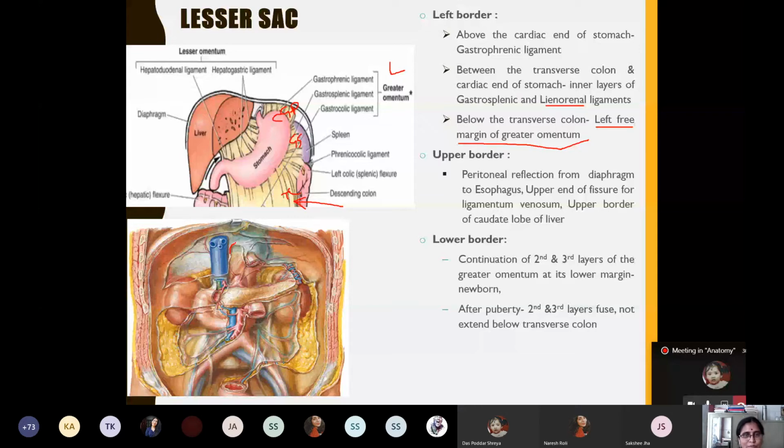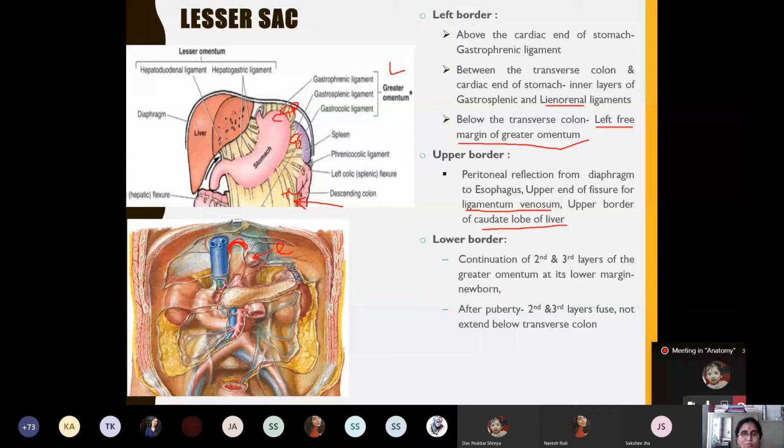So from diaphragm to the esophagus, from diaphragm to the fissure for ligamentum venosum, and to which lobe of the liver? Caudate lobe of the liver. So this narrow margin is the upper border of lesser sac. This is the lesser sac, my dear student.